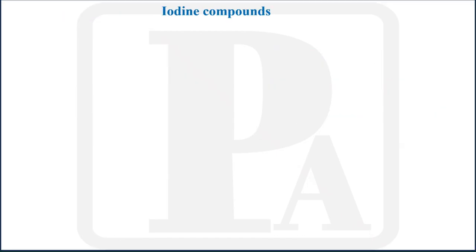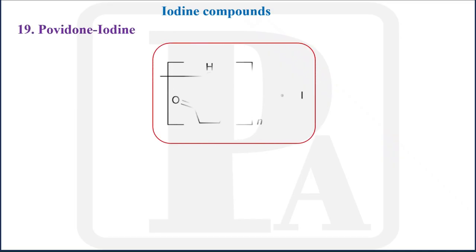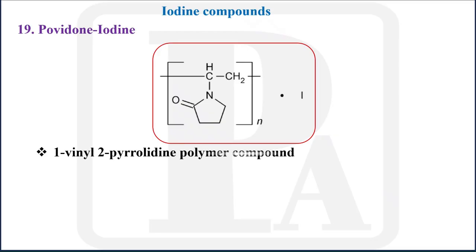So next one is iodine compound. Under that example is povidone iodine. This is the structure of povidone iodine. We have a pyrrolidine that is connected with the ketone. Pyrrolidinone, and that nitrogen is connected with the vinyl. It is a polymer also. That is in the first position, it is connected with vinyl, and this is a 2-pyrrolidine or pyrrolidinone and a polymer compound.